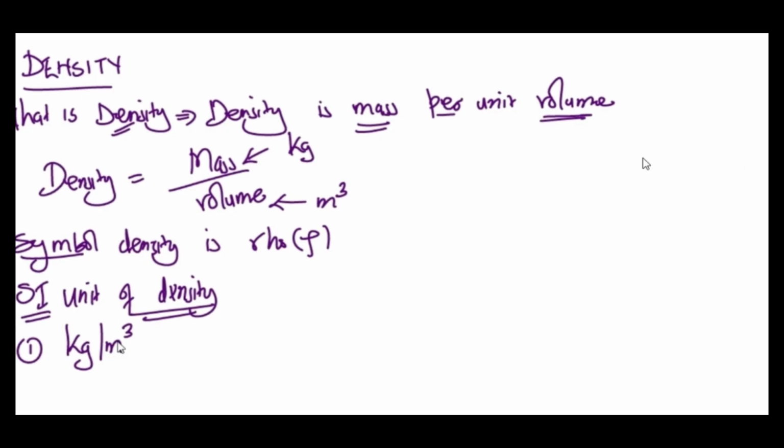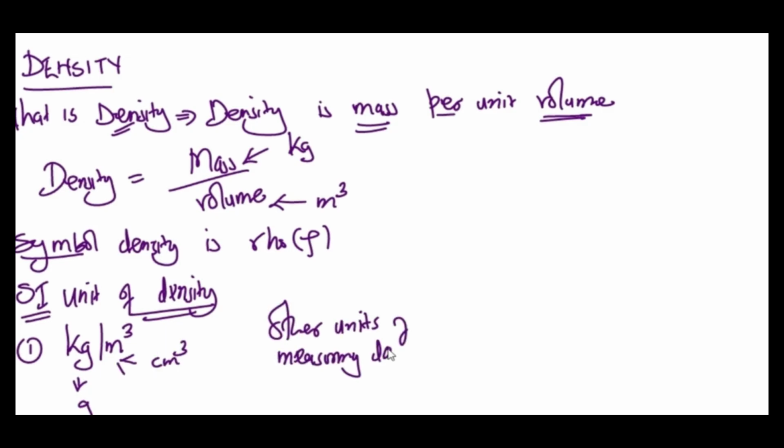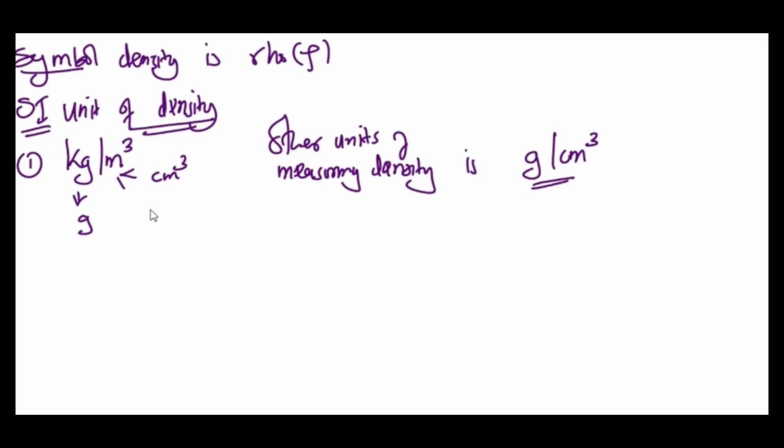The other unit for measuring density is grams per cubic centimeter. So you can see that grams goes with cubic centimeters. These kilograms per cubic meter can also be written as kilograms, then cubic meters written as m raised to power negative 3, and grams per cubic centimeter is written as grams, then centimeters raised to power negative 3.